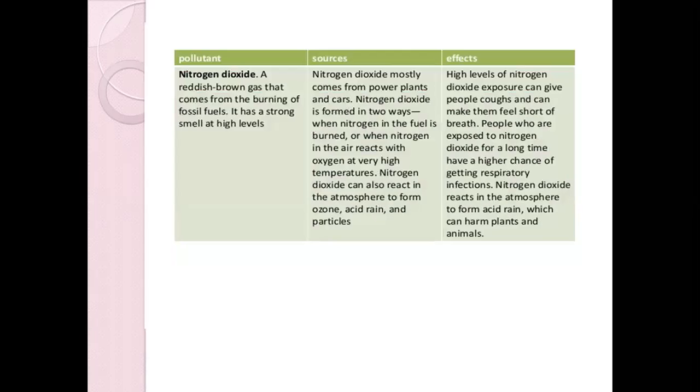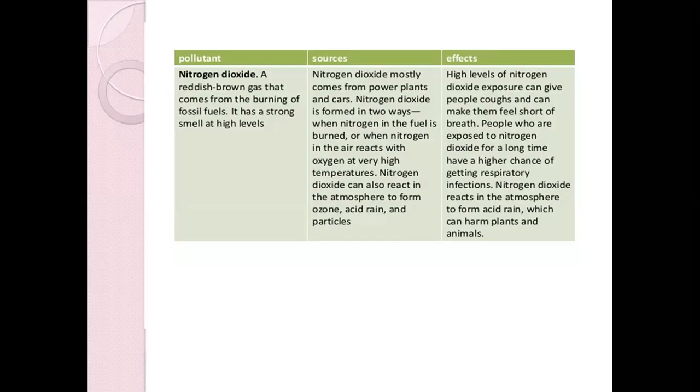So the third one is called nitrogen dioxide. This is a reddish brown gas that comes from the burning of fossil fuels, and it has a very strong smell when it is present at very high levels. The sources usually are power plants, various factories, and even cars. And nitrogen dioxide is formed in two ways.